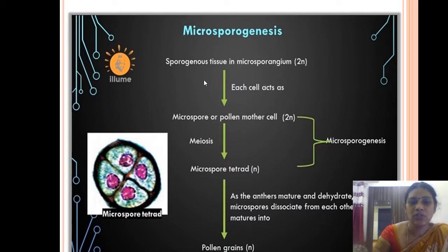When this sporogenous tissue undergoes divisions, it gives the microspore mother cells or pollen mother cells. So the sporogenous tissue follows a mitosis process here. This mitosis takes place when the sporogenous tissue becomes a microspore mother cell. It is not a microspore; it is a microspore mother cell or pollen mother cell. The microspore mother cell comes from the sporogenous tissue in the microsporangium.